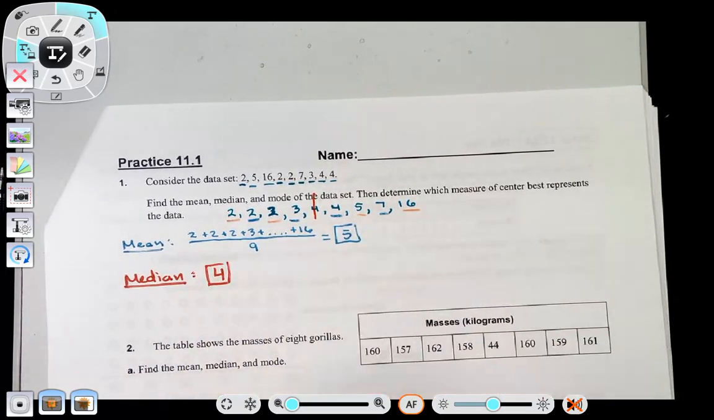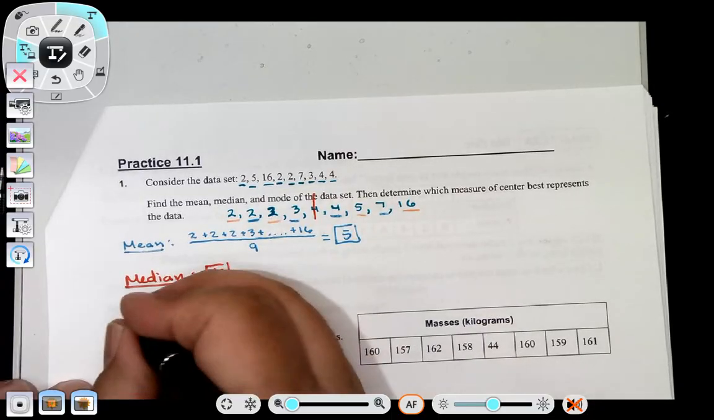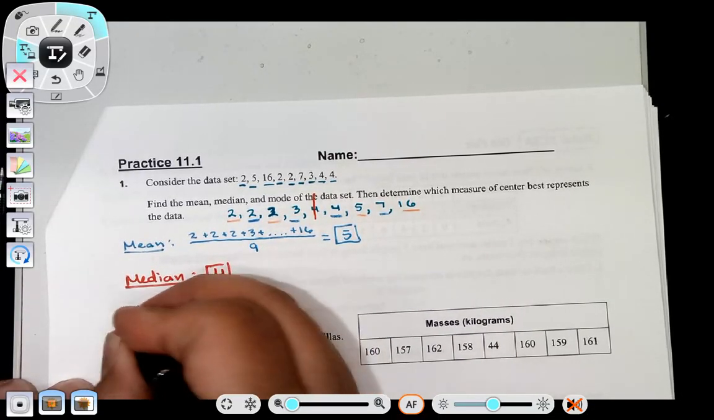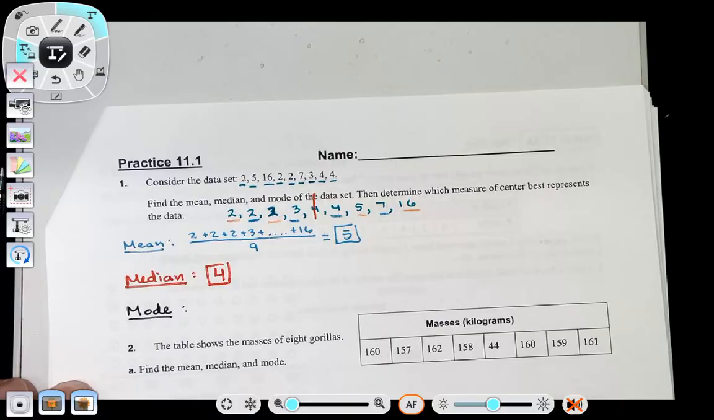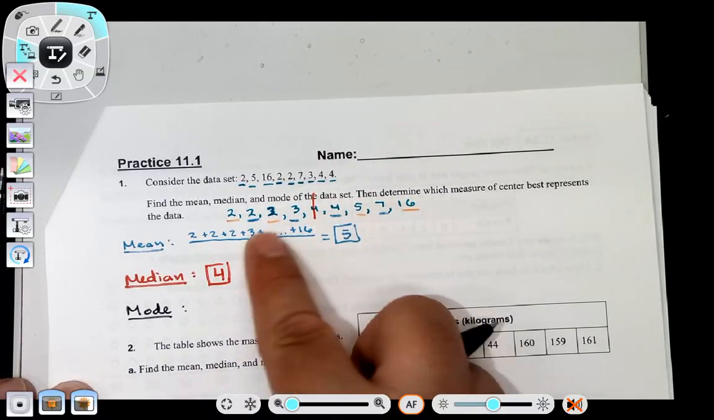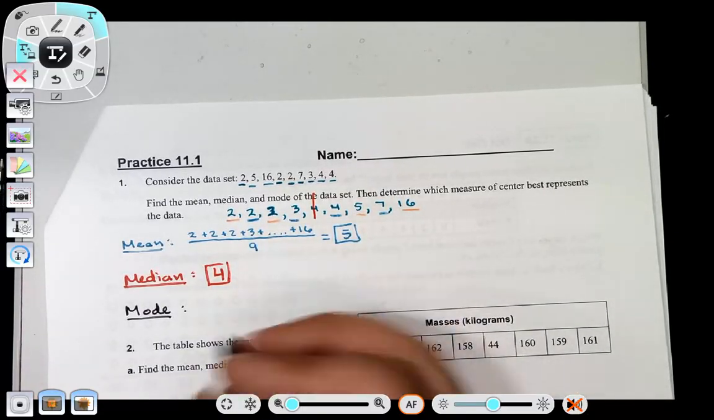There's the 4. And do we have a mode on this one? Yes. Which one is the mode? 2. I understand the 4 repeated twice, but remember the 2 repeated 3 times. So the mode would be 2.